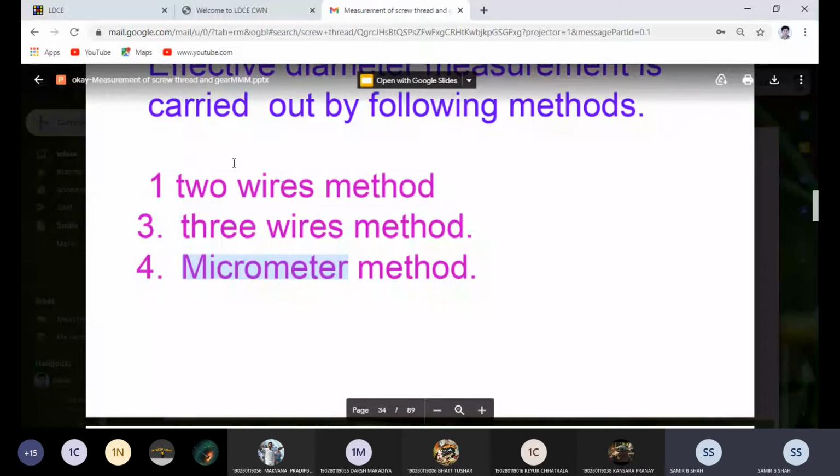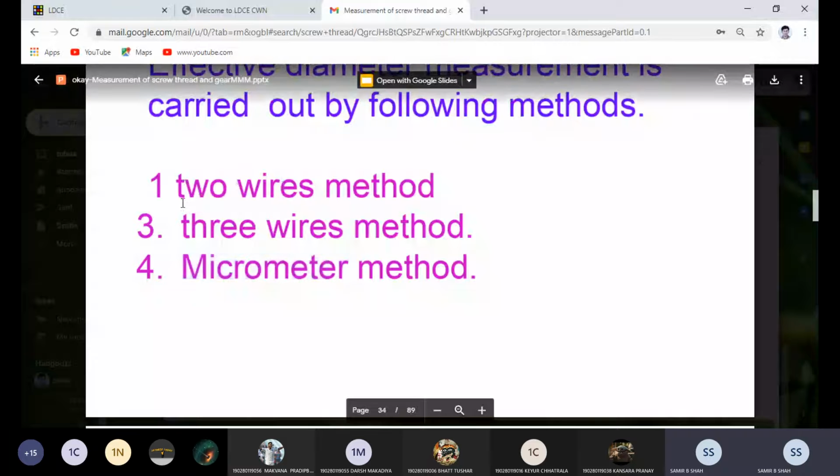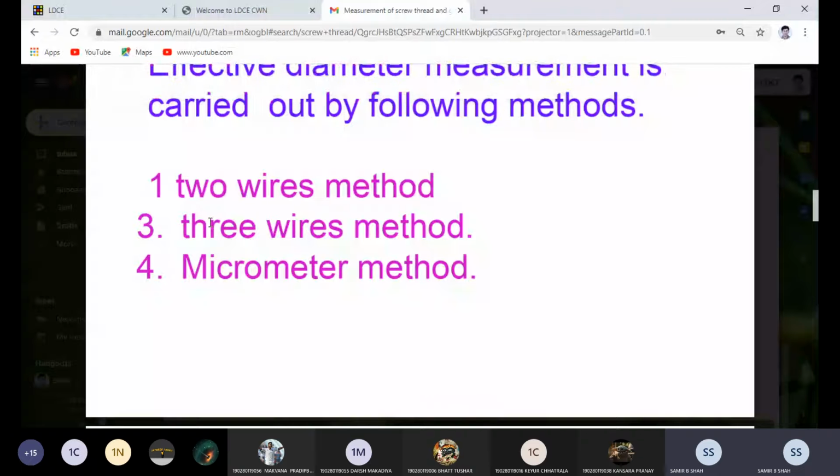Here one thing is missing: the one wire method, two wire method, and three wire method. If we talk about these three methods, there is no basic difference between them. Based on the name, we use one wire when we prefer the one wire method, in the same way two wires when we prefer the two wire method, and three wires for the three wire method.